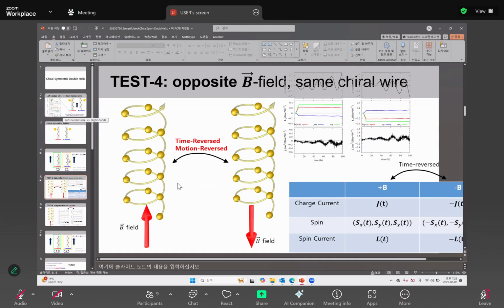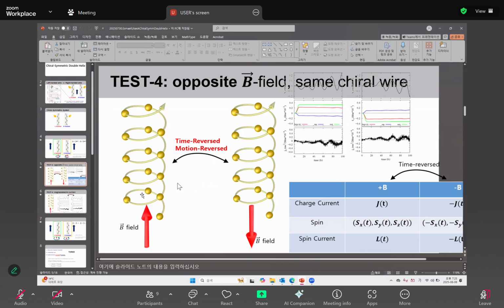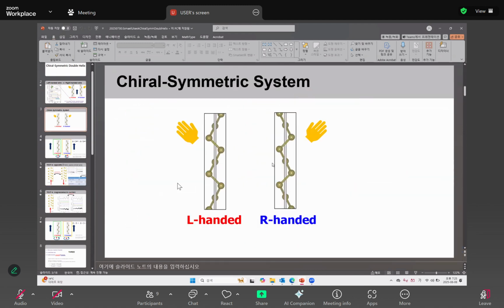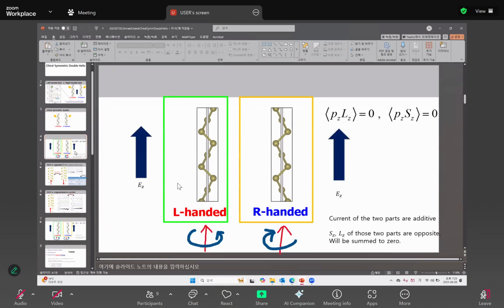and also the same chiral wire, we can apply the E field up, E field down, something like that, or we apply the opposite chirality, left-handed and right-handed, and we apply the electric field and the magnetic field. My page is noisy. I'm just sketching my idea.